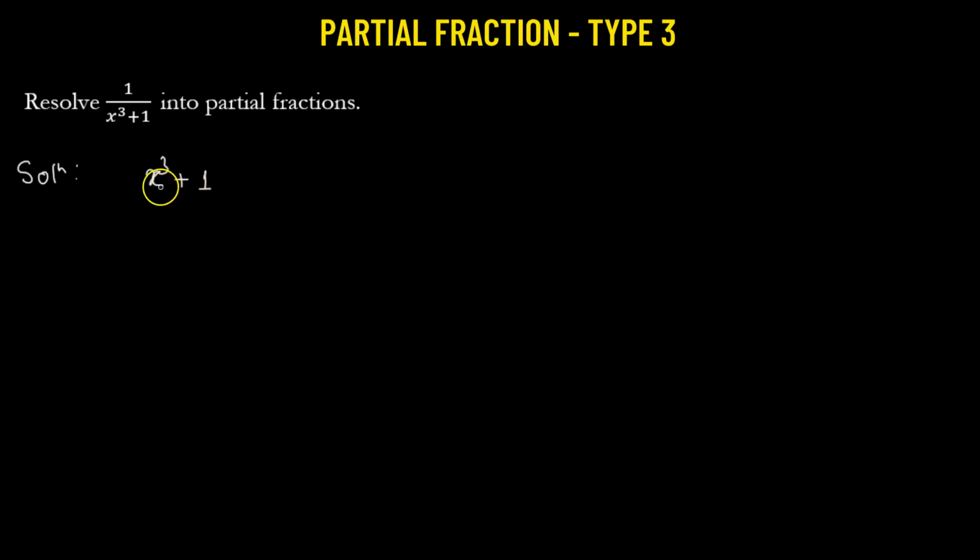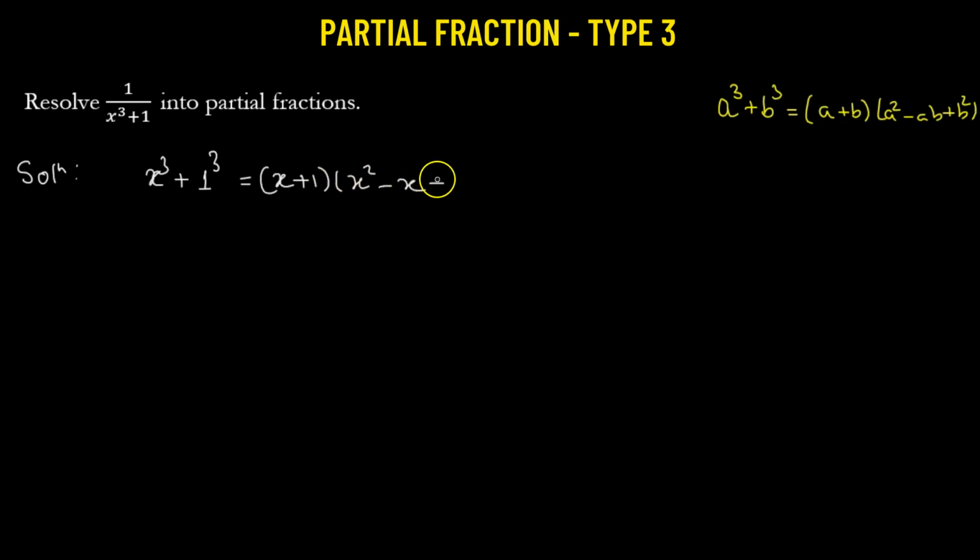Now here we can clearly observe that x cubed plus 1, which is also x cubed plus 1 cubed, is the sum of cubes. We can use the identity: if we have a cubed plus b cubed, the sum of two cubes, then this will factorize as a plus b multiplied by a squared minus ab plus b squared. So here our a will be x and b will be 1. Then this is equal to x plus 1 multiplied by x squared minus x plus 1. So here we have two factors: one is x plus 1, the other is x squared minus x plus 1.